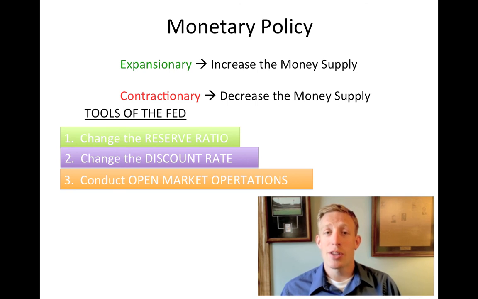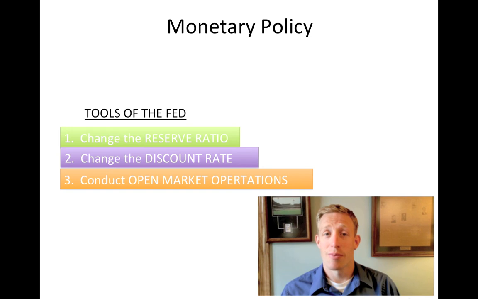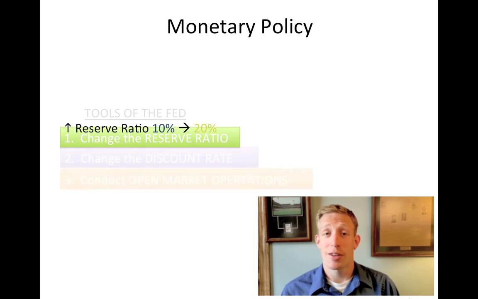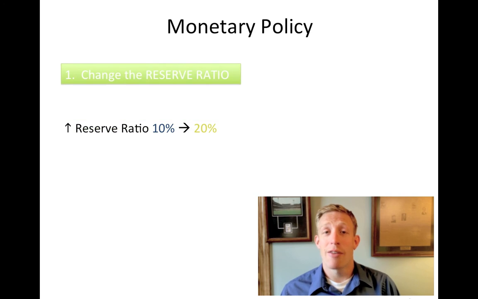If they increase the reserve ratio, this means that a bank must hold more of a deposit in reserve. So let's say they increase it from 10% to 20%. This is going to have a contractionary impact on the money supply because a bank will not be able to lend out as much, and consequently they won't be able to create as much money. The way we see this is through the money multiplier. The money multiplier is equal to 1 divided by the reserve ratio.